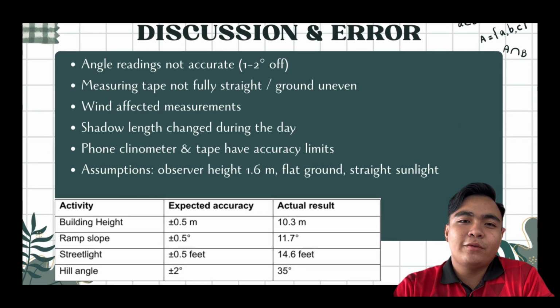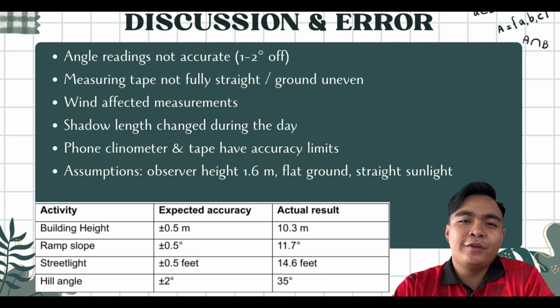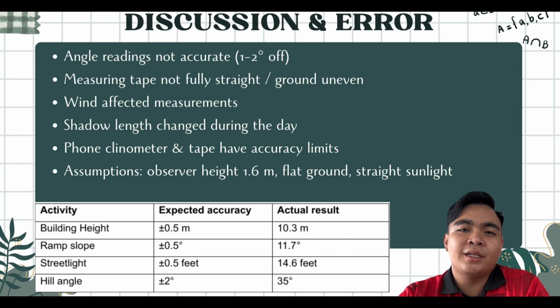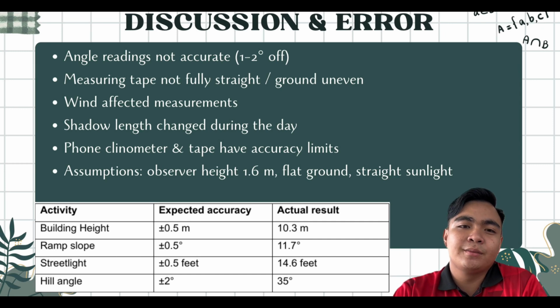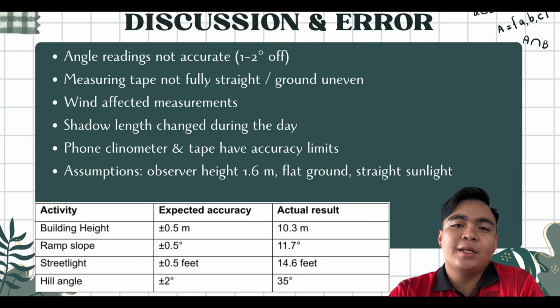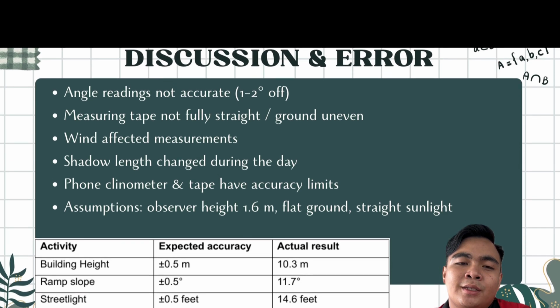During our fieldwork, we encountered a few sources of error. First, there was small inaccuracy when reading angles. The ground was also uneven, which affected our tape measurement. The shadow length kept changing, and the wind made our tool a bit unstable. On top of that, using phone-based measuring apps had its limitations. Despite all these challenges, our results were still consistent.